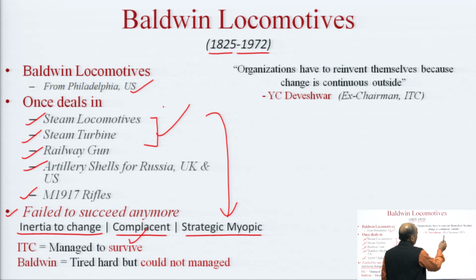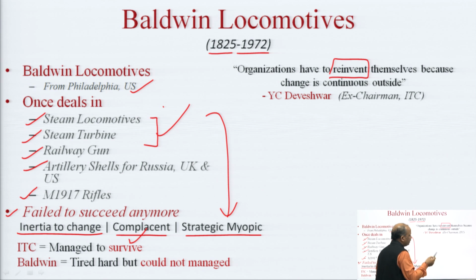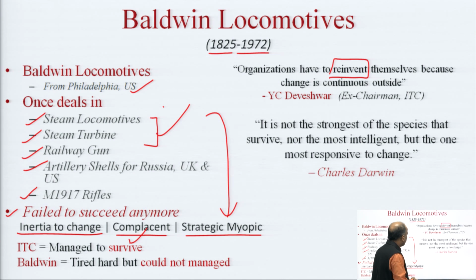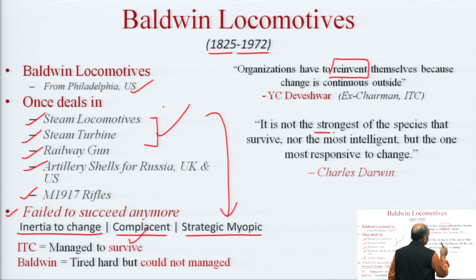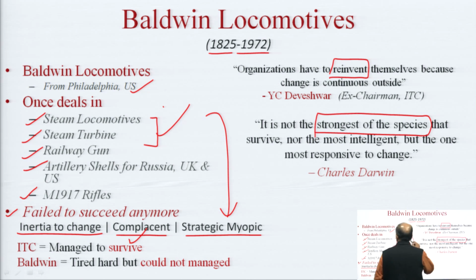Y.C. Deveshwar, the ex-chairman of ITC, quoted that organizations have to reinvent themselves. That is very important for individuals as well as for companies, because change is continuous outside. I would like to connect this with a quote by Charles Darwin, that it is not the strongest species. If I am going with the strength of the Baldwin, they are very strong. These kinds of companies are very strong.